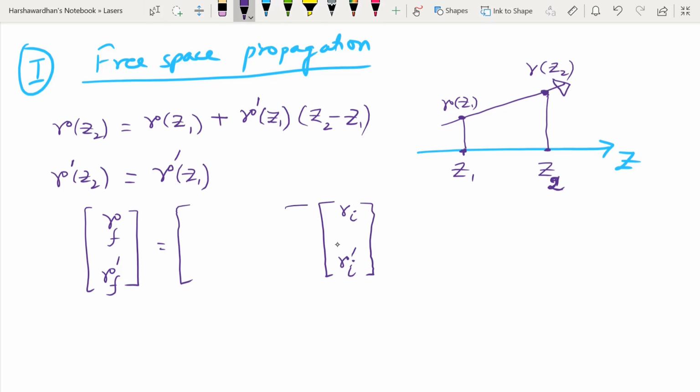And you can clearly see that given the above equation, with this, I can identify the 4 elements. So the elements are 1, and this is z2 minus z1. There is 0, and there is 1. So you see this on matrix multiplication is equivalent to the above equation. This ABCD matrix characterizes the free space propagation.